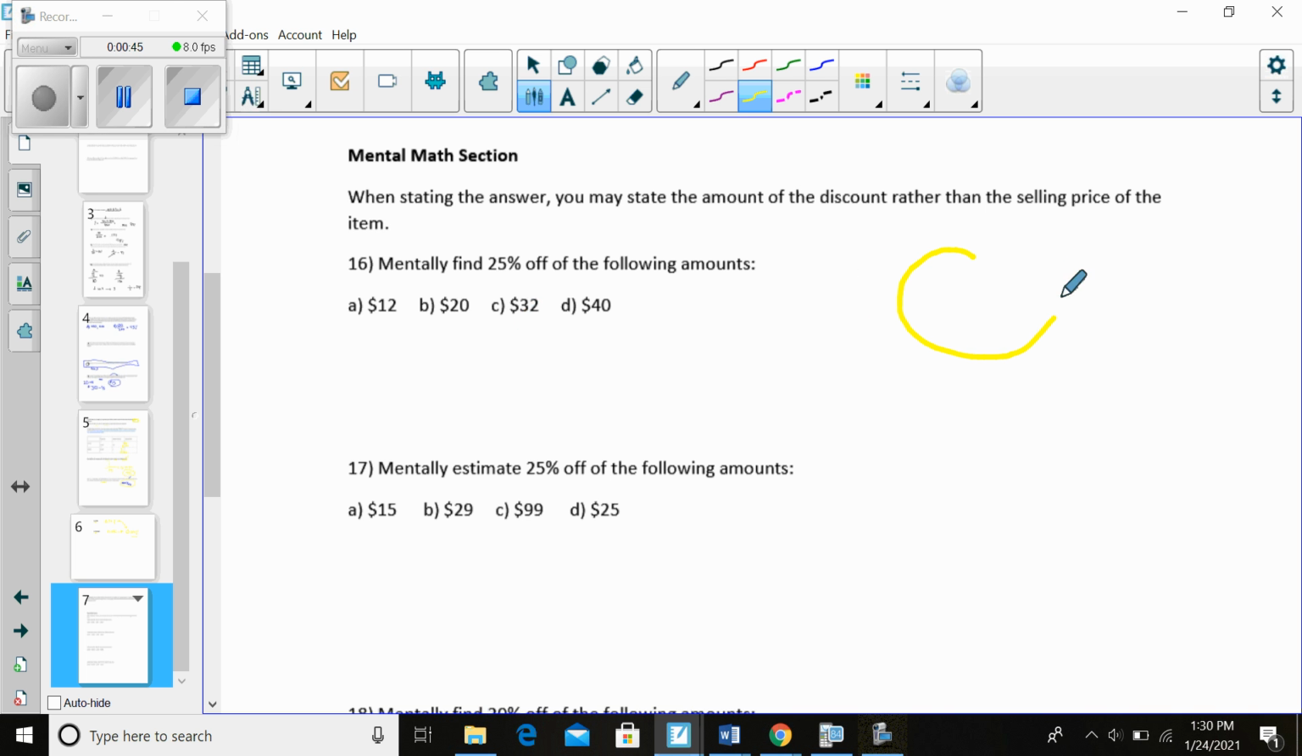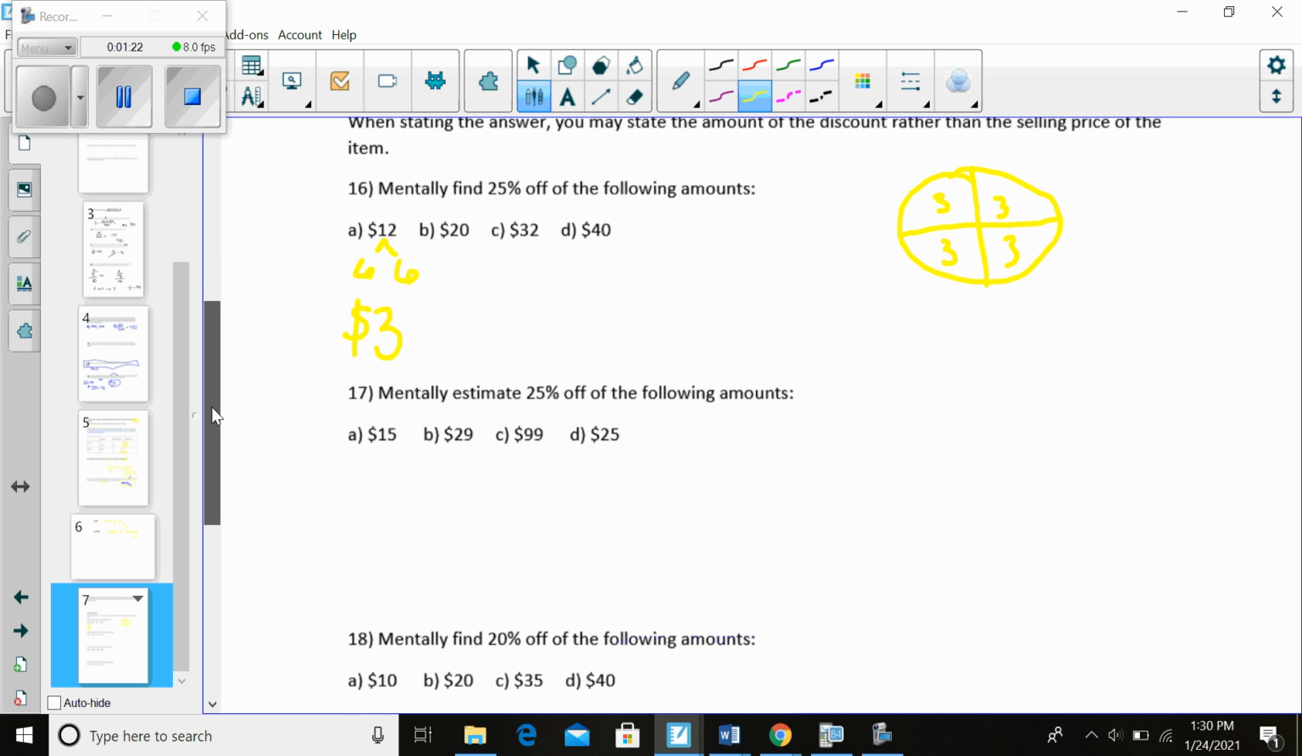So 25% is a quarter, right? If we think about taking these prices and dividing in half, that'd be 50% off, and then dividing each half into a half. Or a lot of you would say, okay, just divide by 4, and that would be the discount. So this would be $3 off. Hopefully you could still do this mentally and say the selling price of that item would be $3.